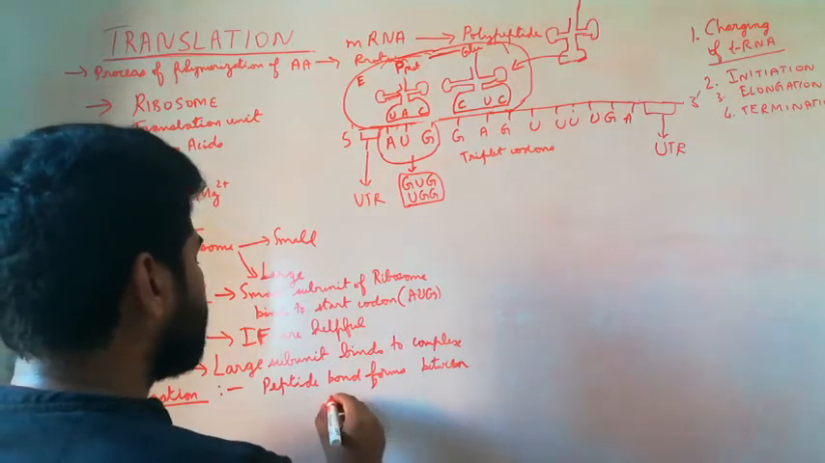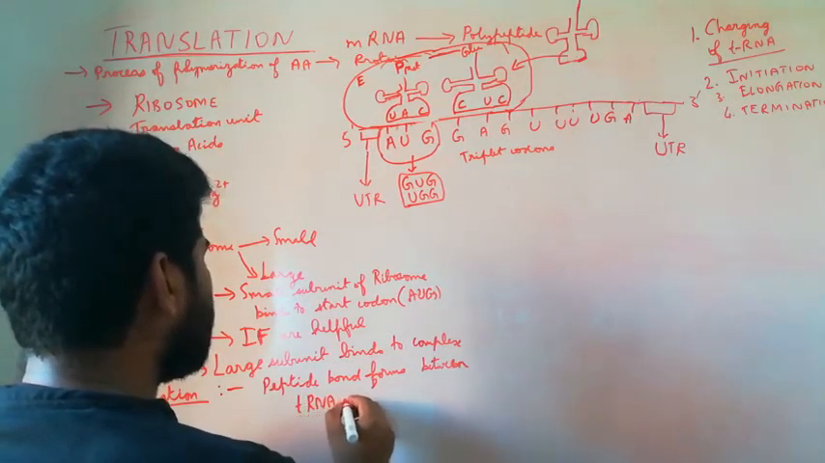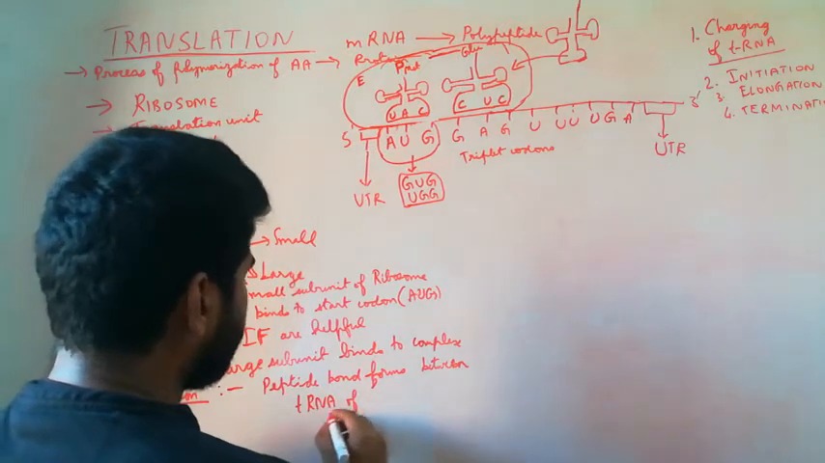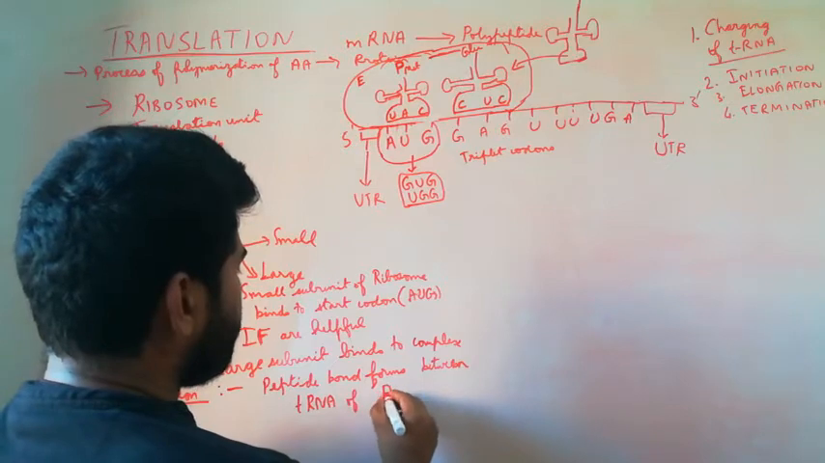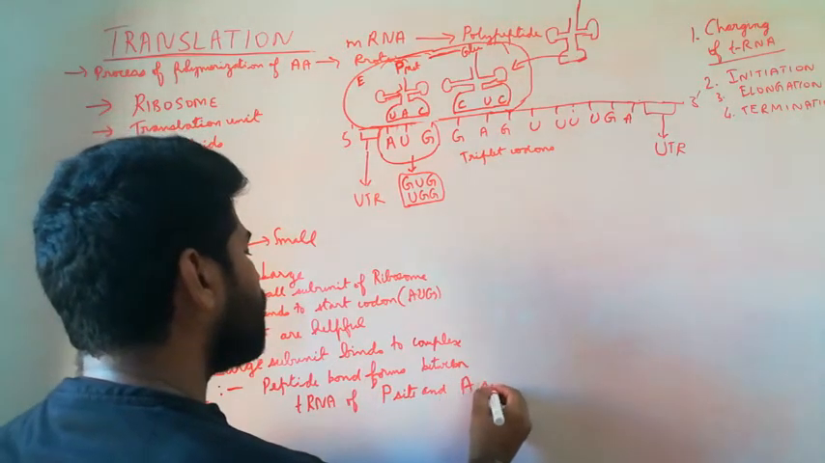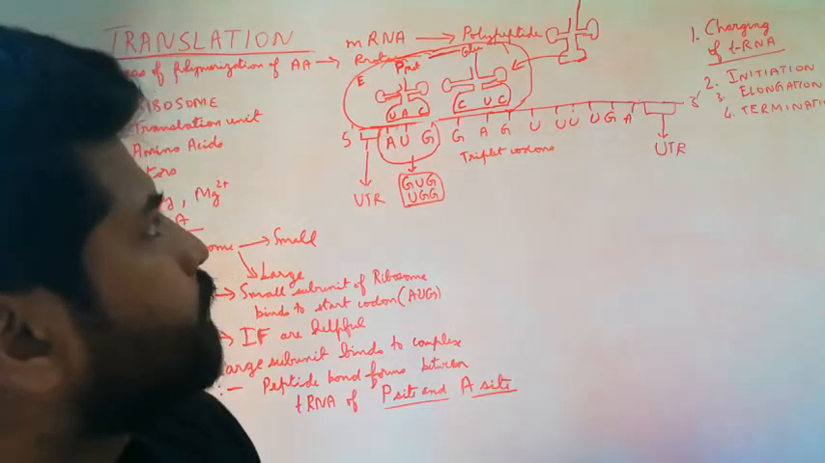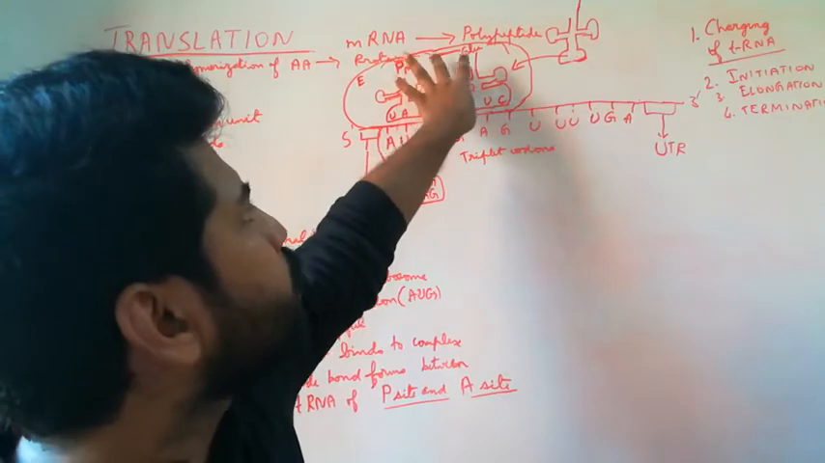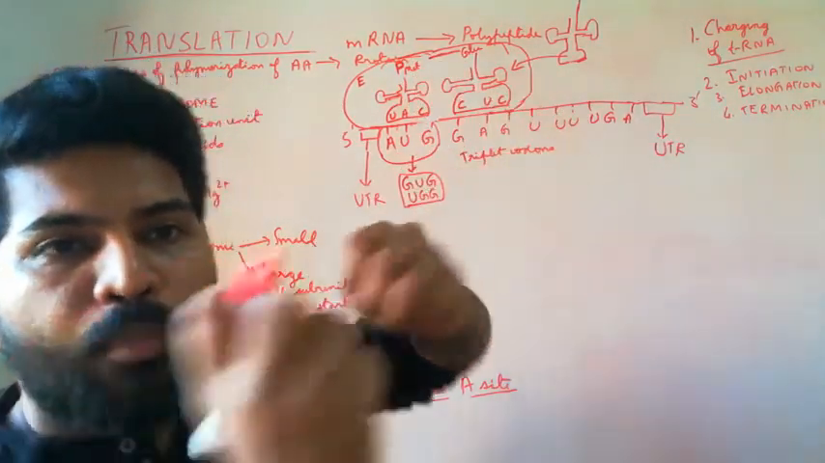between the tRNA of the P site and A site. So if they are close enough, it is energetically favorable to form a bond.